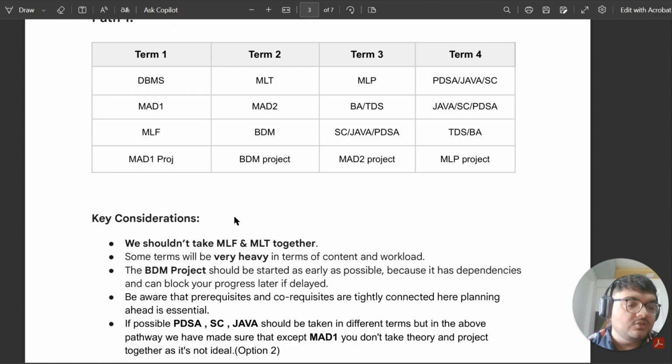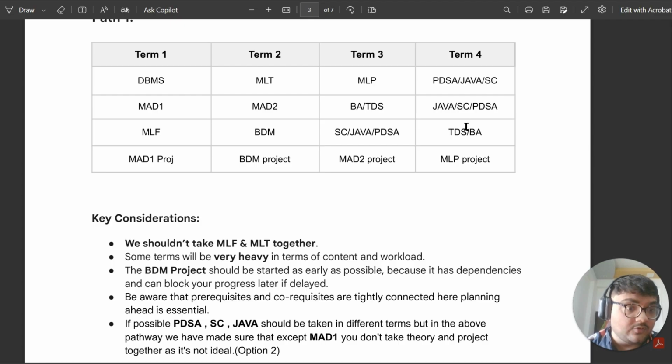So that's why, if you see, I have taken the PDS and Java together here. Why? Because I try to make this thing possible, MLP and MLP project. So MLP is in term 3 and MLP project is in term 4. Okay, so if you keep these things in 3 different terms, then MLP and MLP project will come together. So MAD2 and MLP are the subjects that you would want to study all 12 weeks, and then after that you would want to do the project in the next term.